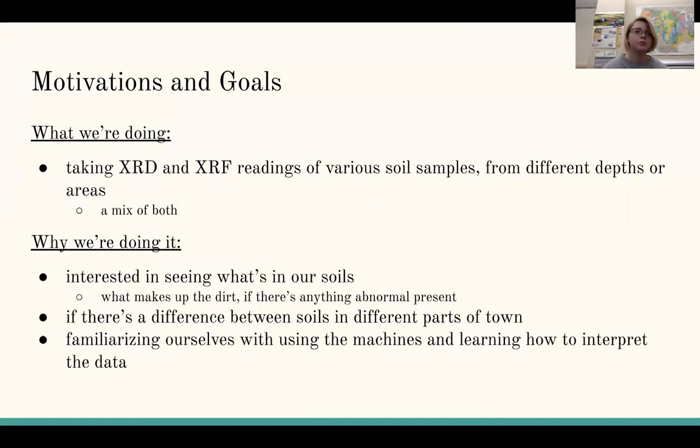Why are we doing this? We're doing this for a few reasons. We are interested in seeing what makes up our soils and if there's anything abnormal present. Personally, I was interested in seeing if there was a difference in soil compositions across different parts of town, from East Clovis to West Fresno. And lastly, we are familiarizing ourselves with the machines and learning how to interpret the data. Knowing how to use these machines and explain the data to others is a valuable skill as a geologist.